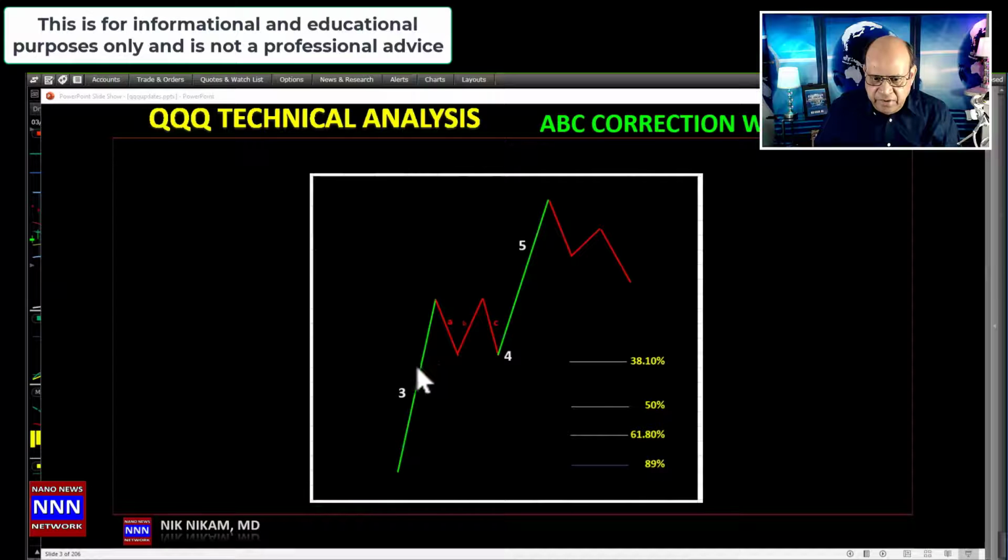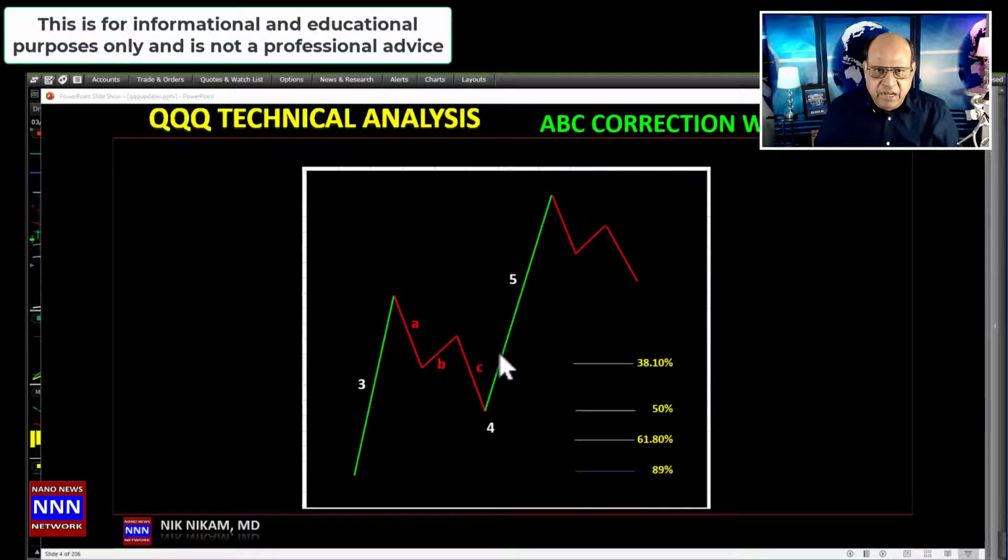I said this is a flat correction, A, B, C. That's one form of correction. And then we have a more vigorous correction, which is a B, C, but the B is less than 38 to 40% of the A wave. As a result, we get a zigzag correction. The zigzag corrections are usually seen when there is a lot of pressure for selling the stocks. And the zigzag corrections generally go beyond 38%, maybe close to 50 or 61% of the previous wave.